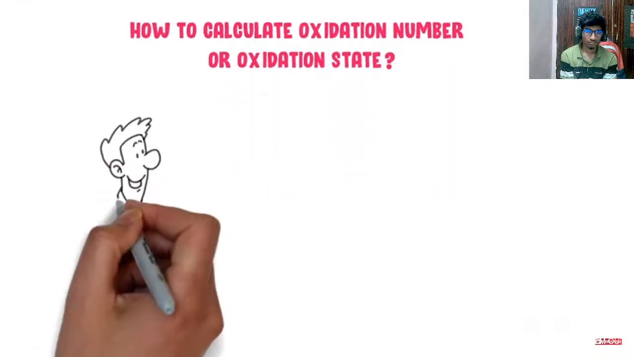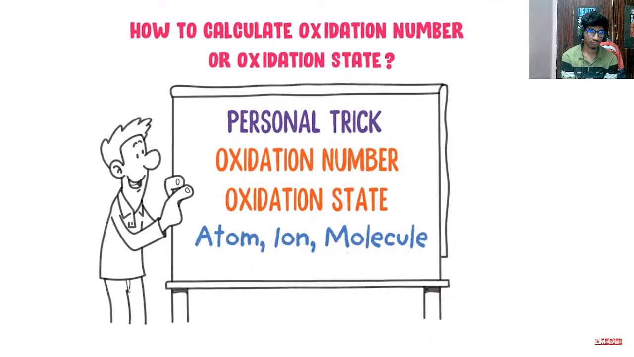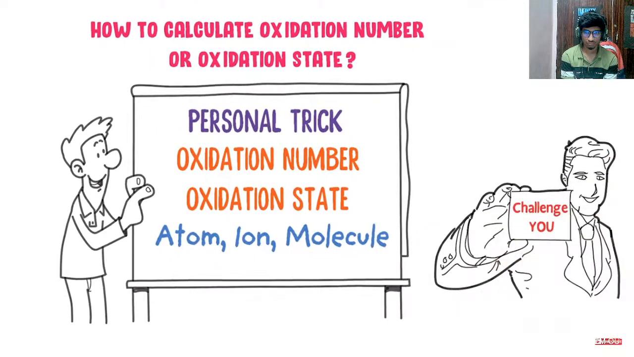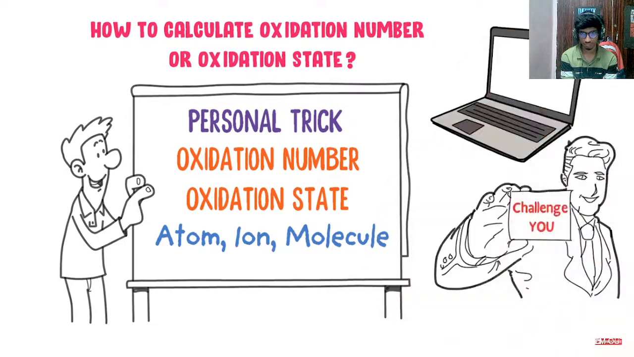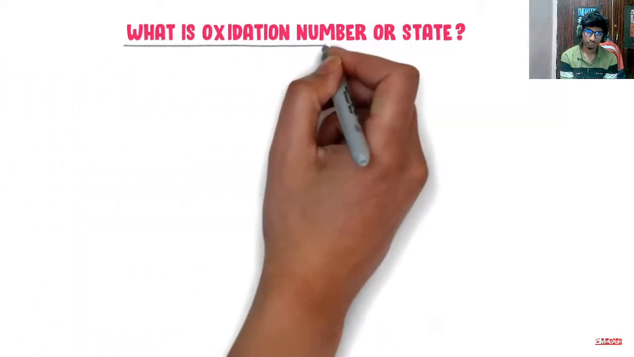In this important lecture, I will teach you my personal trick to calculate oxidation number or oxidation state of any atom, ion or molecule. I challenge you that you will not find this trick anywhere. At the end of this lecture, I will teach you exam-based numericals of oxidation number. Firstly, I will teach you what is oxidation number or oxidation state.